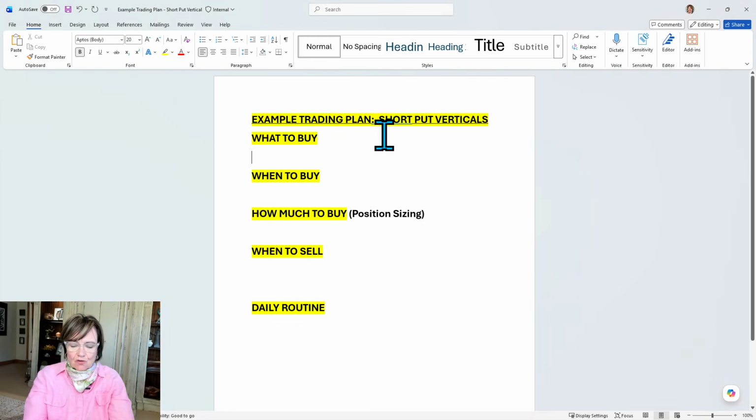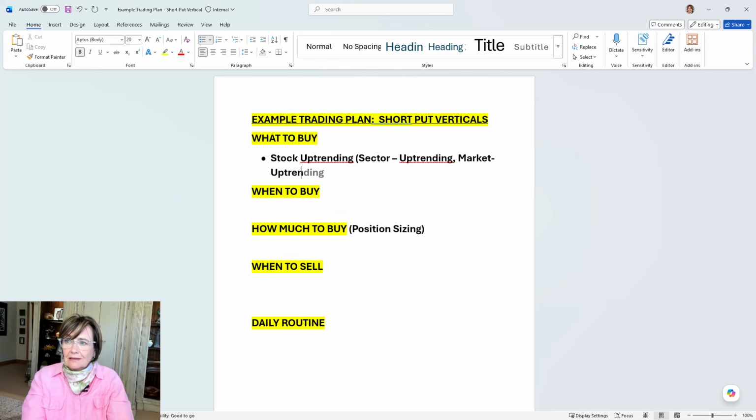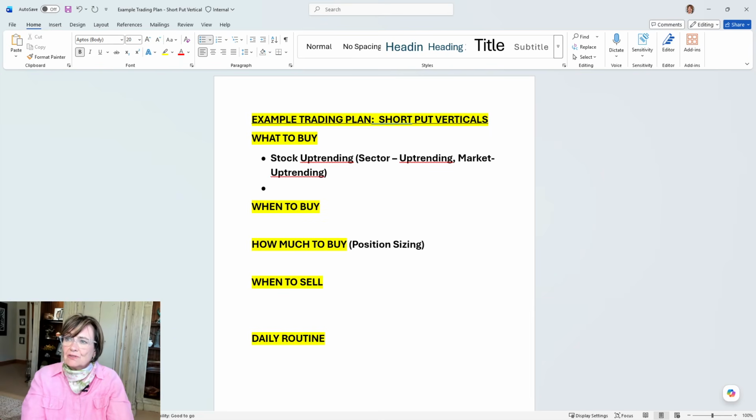If we're looking at a short put vertical, this is a bullish to neutral strategy. So when we're looking at what to buy, we're looking for a stock that's uptrending. And if we're really trying to go with the flow, we put on our checklist that we also want it to be in a sector that's uptrending. And we'd like to also see that the market is uptrending. And so, check, check, check.